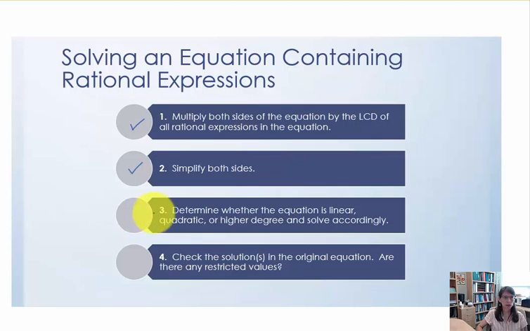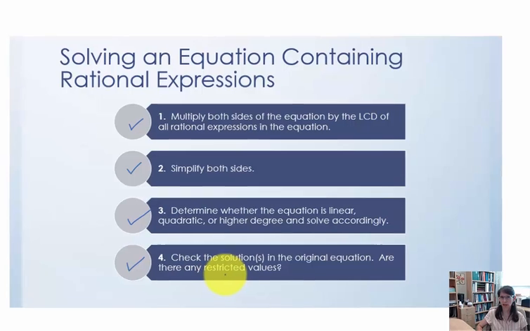In step 3, we'll determine whether the equation is linear, or quadratic, or higher degree, and solve accordingly. So if it is quadratic, we might need to use factoring to help us to solve. In step 4, we're going to check our solutions in the original equation because there may be restricted values.